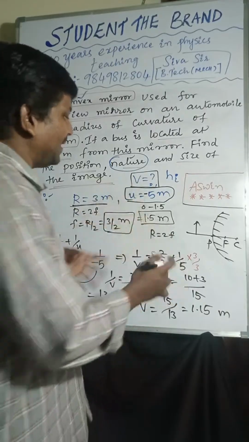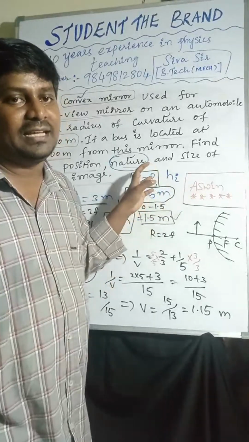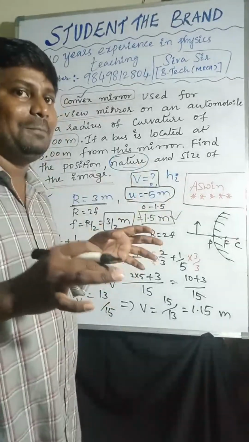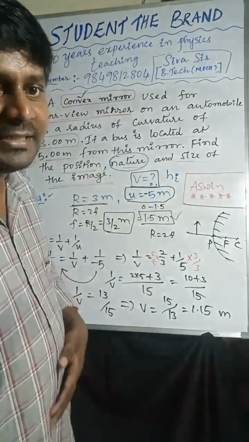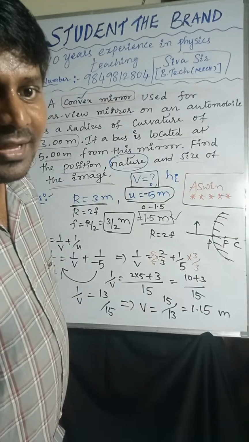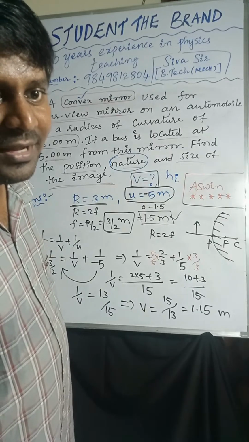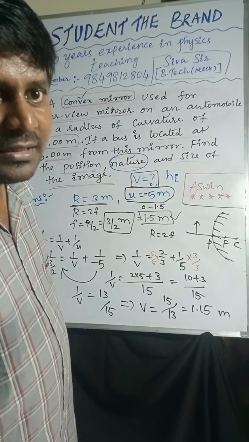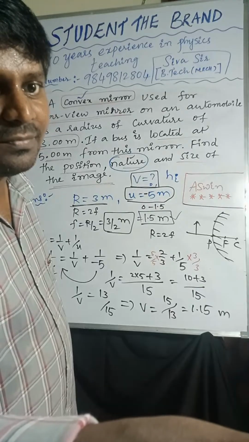So by finding the focal length, you have to understand it. Mirror magnification is image height by object height, equal to minus. He is asking about the magnification from this chapter.